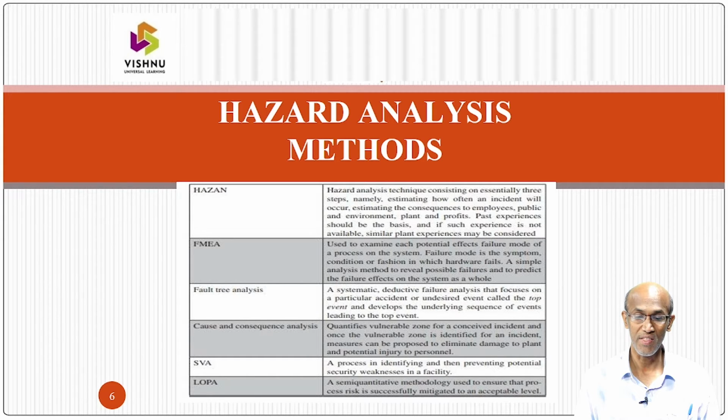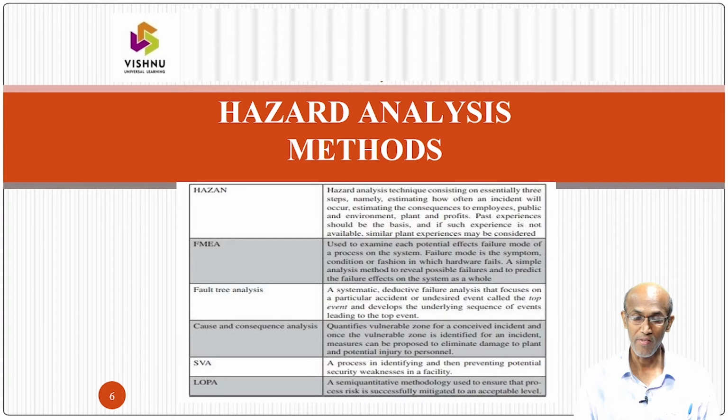Cause and consequence analysis quantifies vulnerable zones for a conceived incident, and once the vulnerable zone is identified for an incident, measures can be proposed to eliminate damage to the plant and potential injury to personnel.